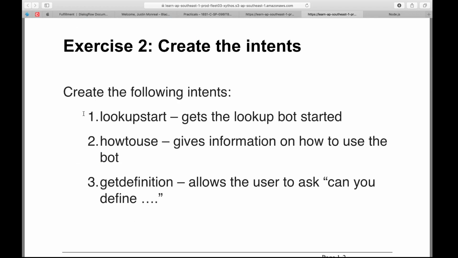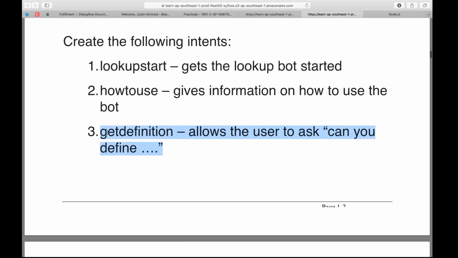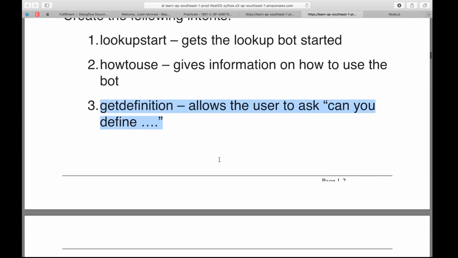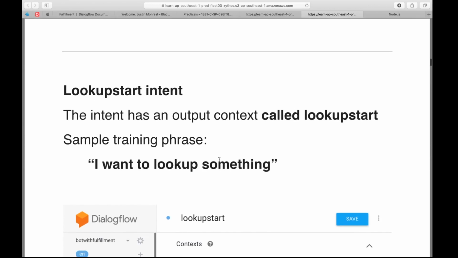So there will be 3 intents here. Lookup start gets the lookup bot started, how to use gives information on how to use the bot, and get definition allows the user to ask, can you define? So this get definition will use fulfillment, the built-in fulfillment of Dialogflow. So we don't have to create everything from scratch.